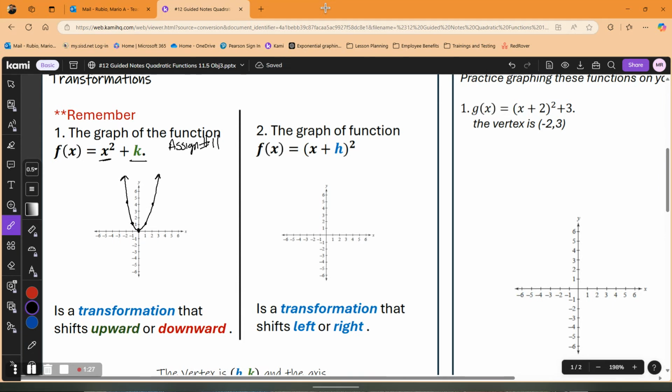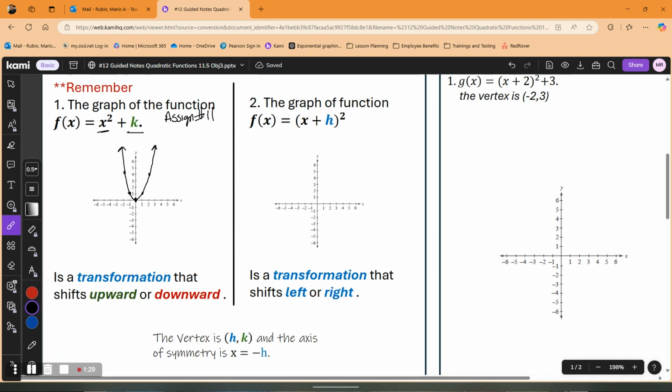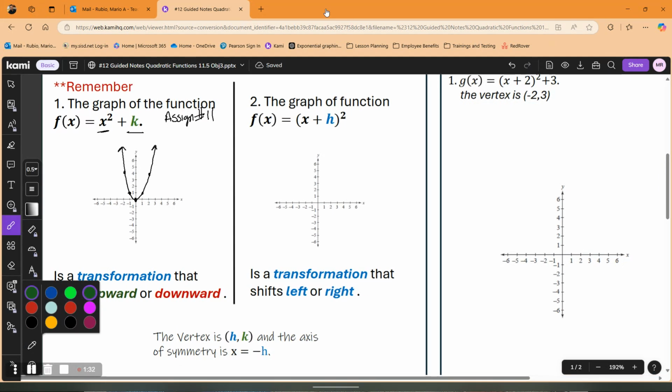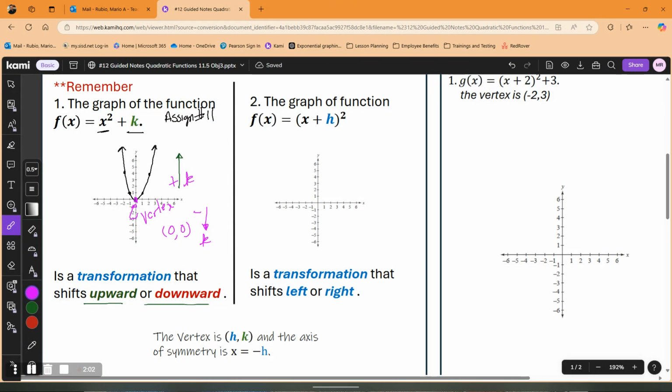And when you add a number here, whatever number you add will shift. The transformation is that you're going to move upward or downward. So if k is positive, you shift. This is the vertex, zero, zero. If it's positive, you're going to shift up k spaces. And if it's negative, you're going to shift down k spaces. Okay, if it's positive, you shift up k spaces.